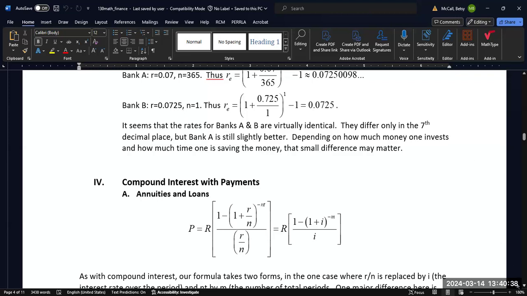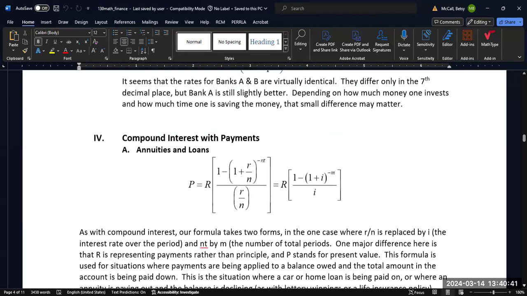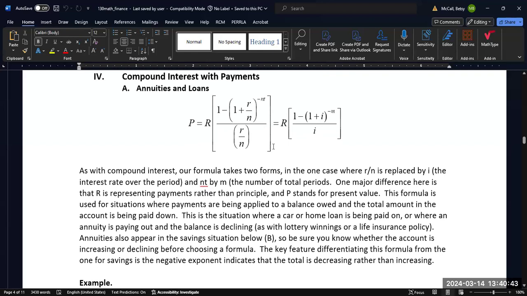Now, when we start making payments on our compounding formulas, then they get a little bit more complicated. Again, our I is equivalent to R over N, where R is the annual rate and N is the number of compounding periods. And then we have these formulas. In the broken out version, R is the payments, the repeated payments that we keep making. The formula here for annuities and loans has a negative exponent, and we have this R over N also in the denominator.